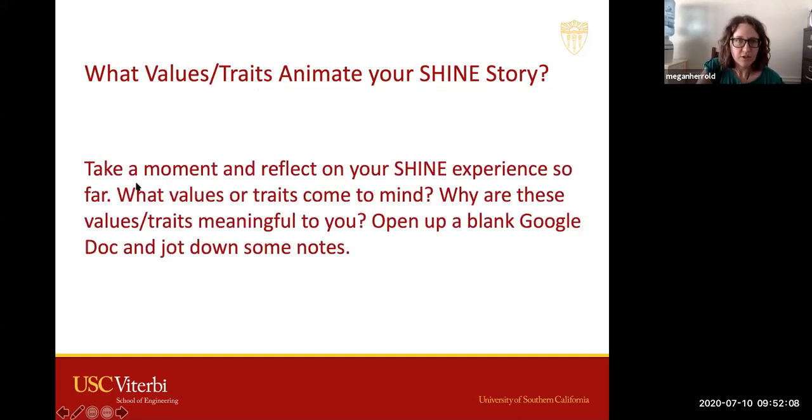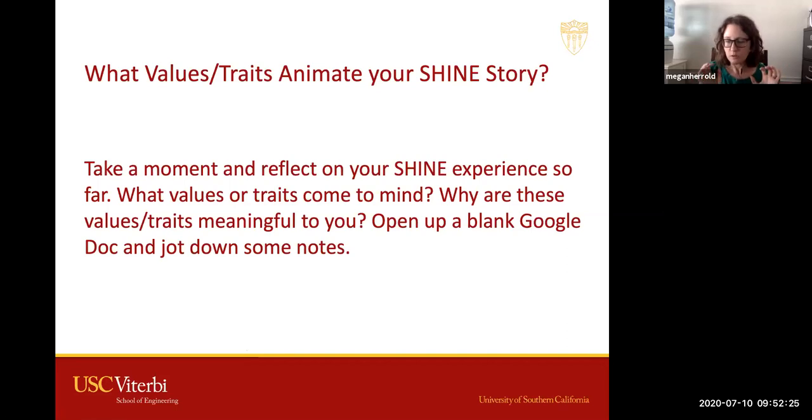So here are the directions. Take a moment, reflect on your Shine experience so far. What values or traits come to mind? You could spend some time trying to answer that. Why are these values or traits meaningful to you? It's a harder question. So open up some sort of blank document and take down some notes.